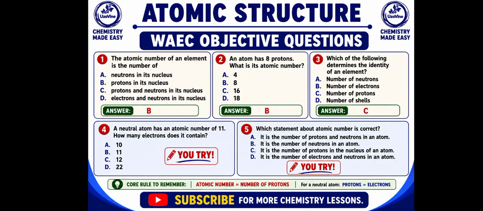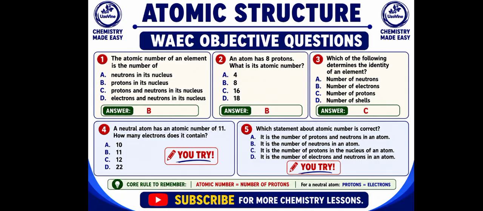Number 3, which of the following determines the identity of an element? A, number of neutrons, B, number of electrons, C, number of protons, D, number of shells. And the correct answer is C. That is, number of protons determines the identity of an element.